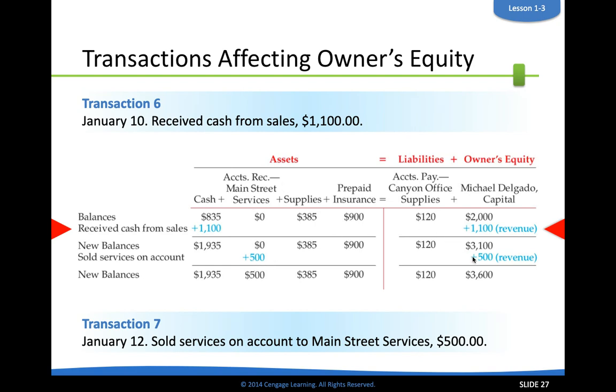The equating recording that we do on the right side of the equation to keep everything in balance is that owner's equity again goes up by $500. Revenue, revenue. They look different over here, but they're both considered revenue. They both increase owner's equity.